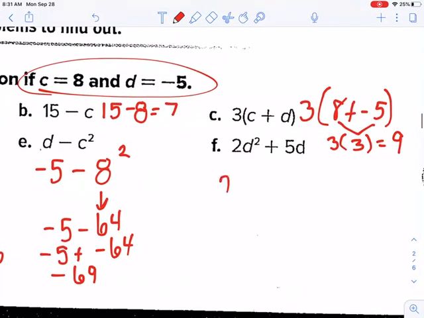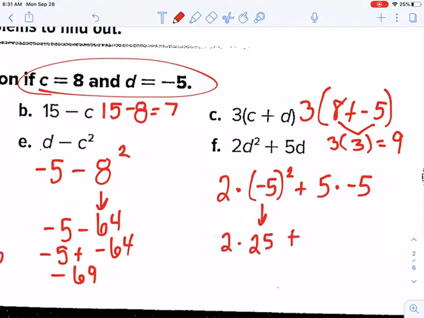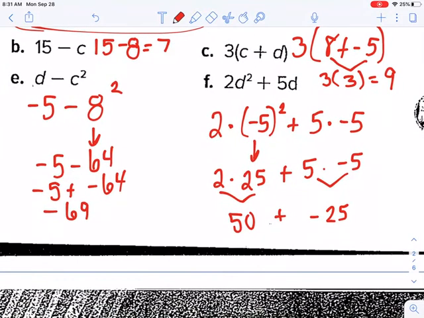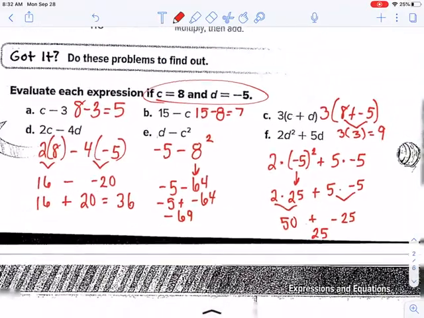And our last one is 2 times d squared plus 5 times d. So that's 2 times -5 squared plus 5 times -5. According to order of operations, we're going to do the exponent first. -5 times -5 is 25. We have 2 times 25 plus 5 times -5. Do your multiplications next. And that gives us 50 plus -25. Same sign, add and keep, different signs, subtract. So we're going to subtract. Our 50 is bigger, so it's going to be a positive 25.